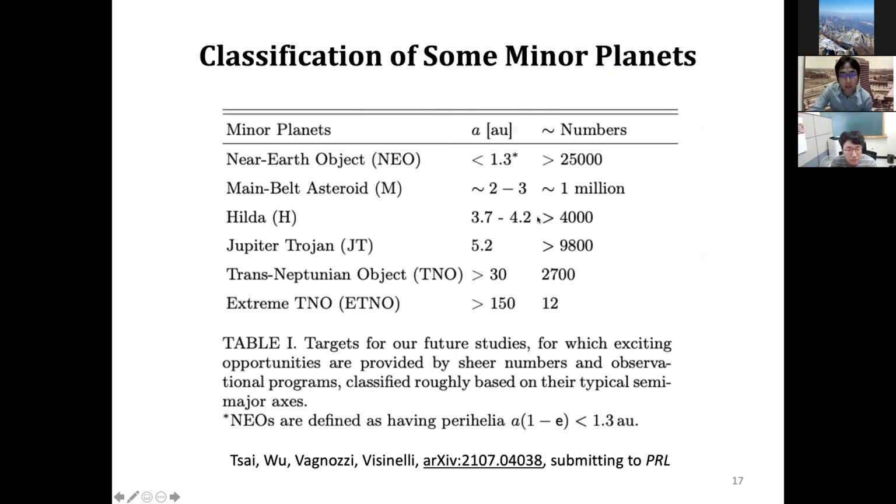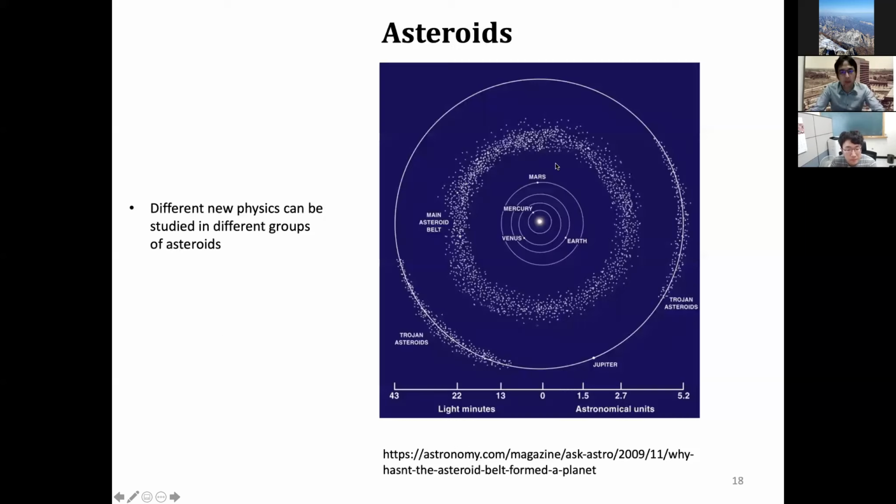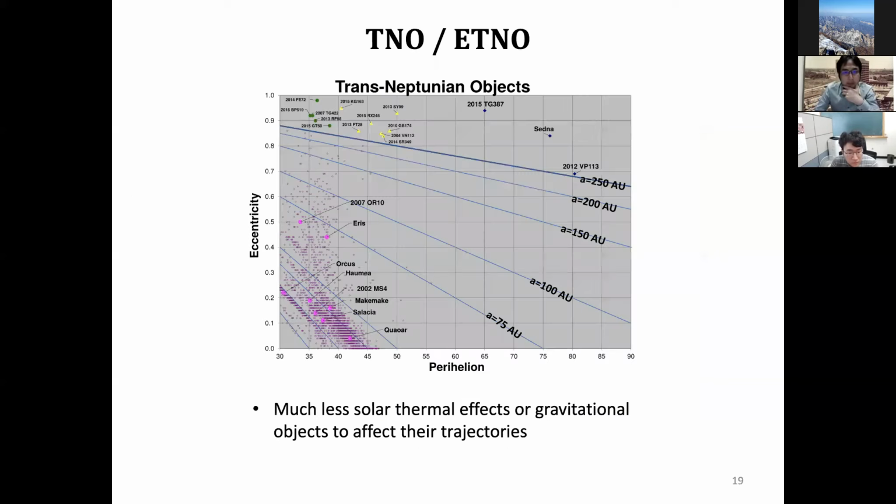But comparing to the man-built, it's not that much. There's still a lot of them, and people are very interested in studying all of them. We can actually probe different kinds of new physics using different kinds of objects. But that's the kind of future projects.